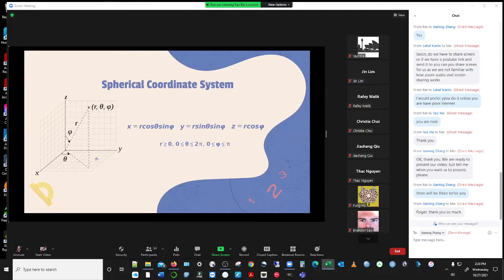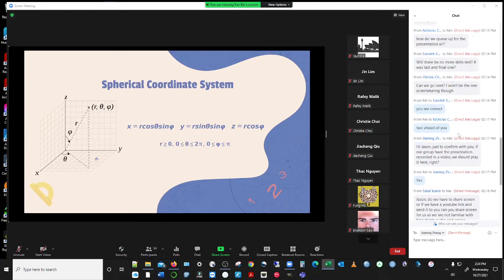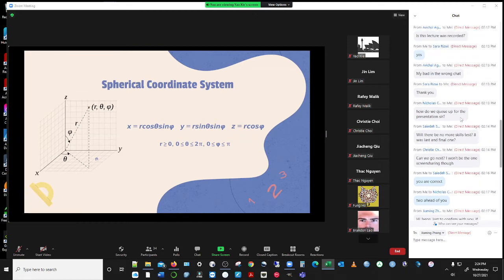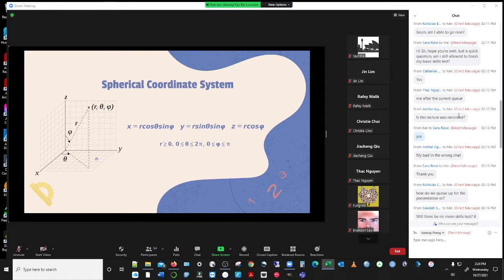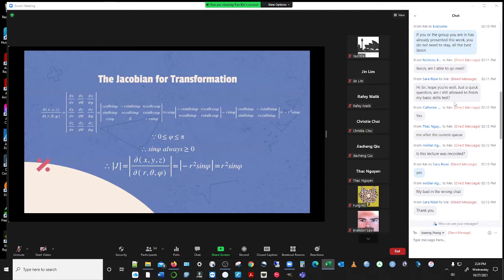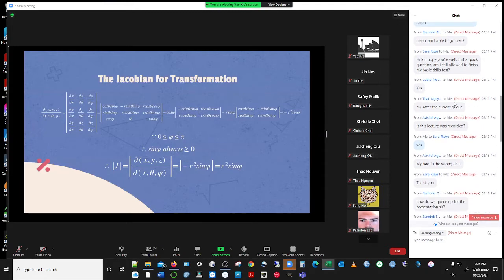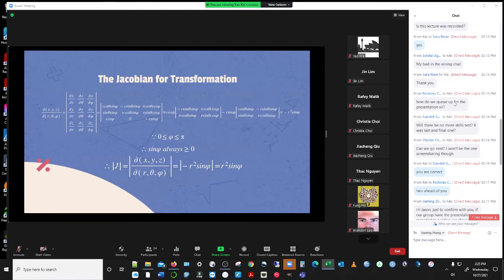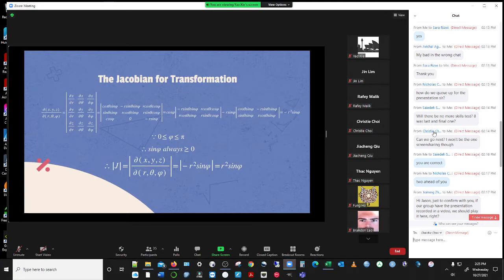In the spherical coordinates, we now have r, theta, phi, and they are related to the Cartesian coordinates x, y, z by the equations on the slide, and each of them has its own restriction. For instance, r is always greater than or equal to 0, theta is always between 0 and 2 pi, and phi is between 0 and pi. So to transform from one coordinate system into another, we need to find the Jacobian. And the Jacobian means the determinant of the Jacobian matrix. And as you can see on the slide, the final result we get is r squared times sine phi.